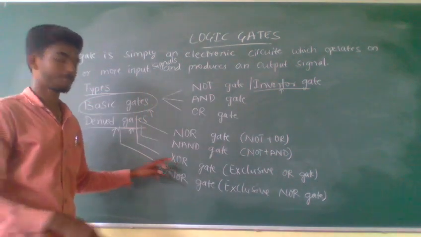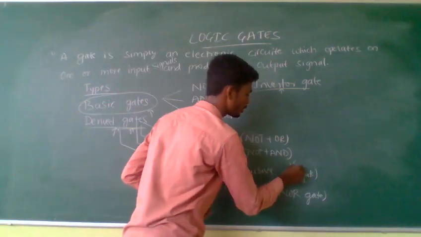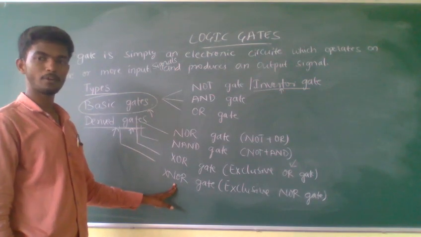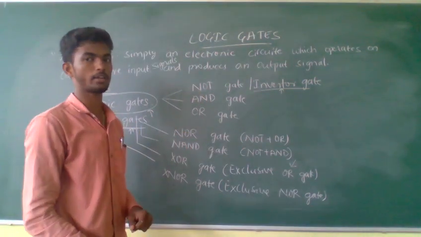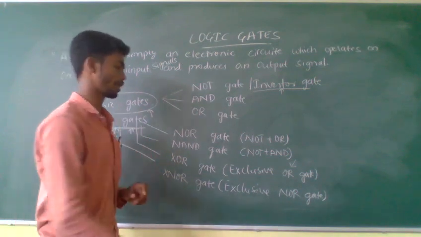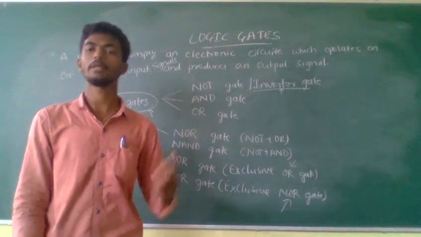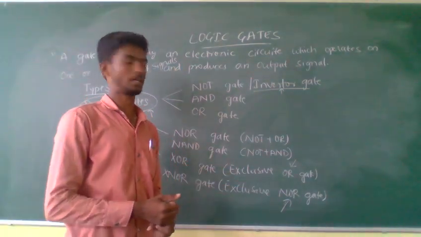Next is the XOR gate, which we call the exclusive OR gate. This is made up using the OR gate. The XNOR gate is another type of derived gate. This is the exclusive NOR gate, and it is made up of a NOR gate, which is nothing but NOT and OR gates. It is also a derived gate.